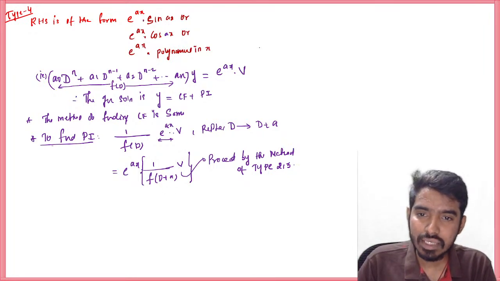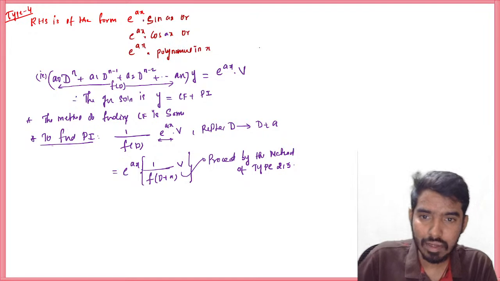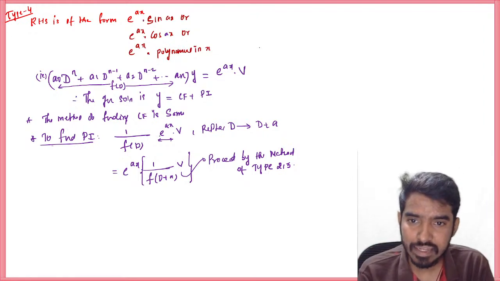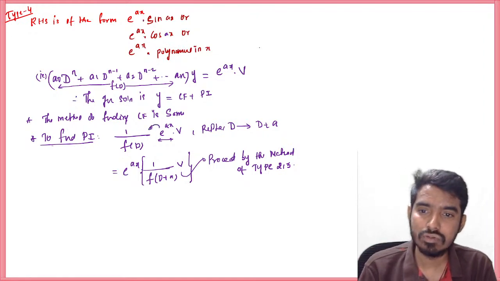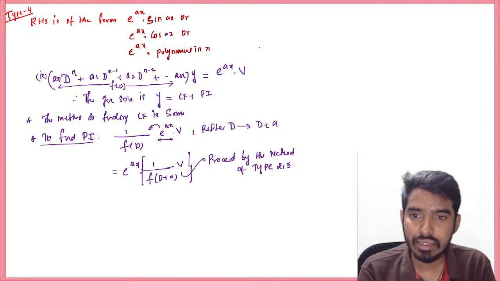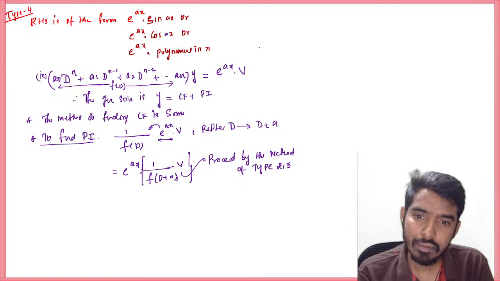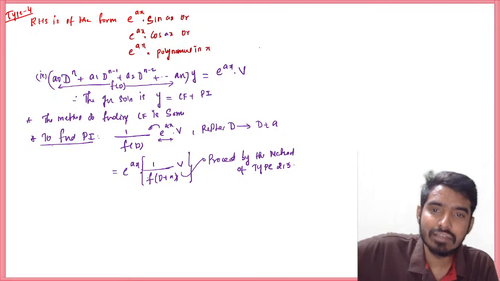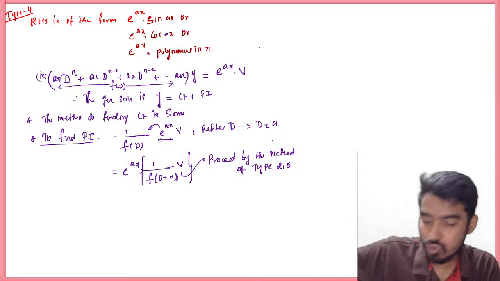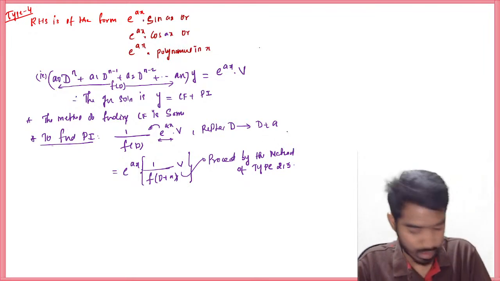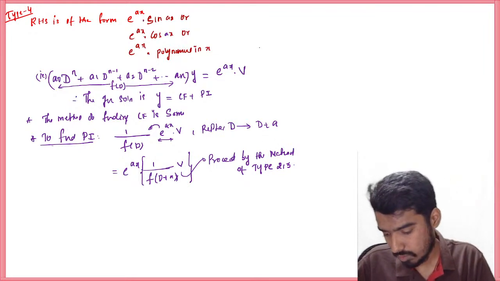See, we have this e power ax. What that e power ax is doing is we are replacing D by D plus a and taking this outside. So that means this work is completed now, right? So now we will have 1 by f of D into v. Now you find this by type 2 or type 3. We will do problems, you will have more clarity. Okay, so we'll solve the first problem.